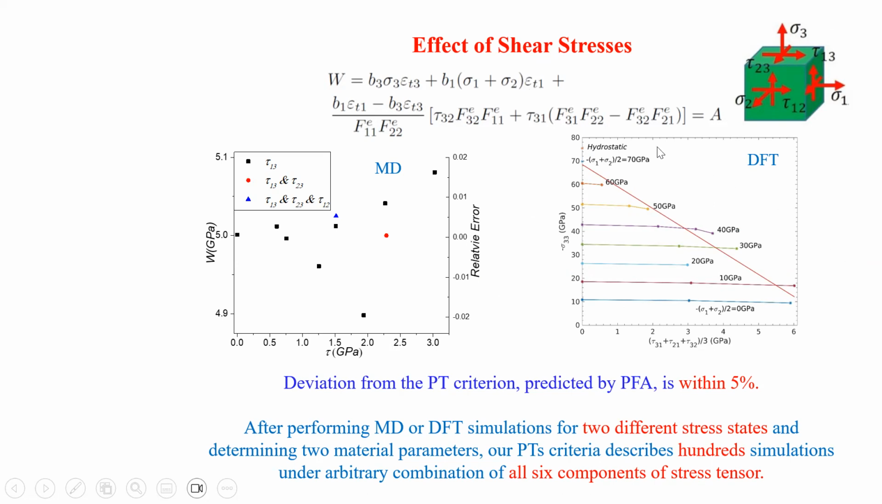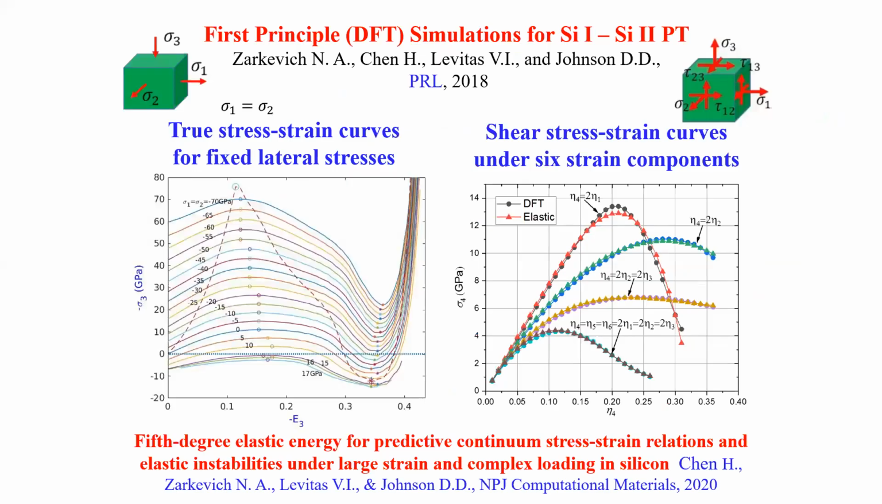So right now, that means that we have a simple analytical expression for phase transformation criterion for silicon 1 to silicon 2 on the action of all 6 components of stress tensor. And this is well beyond what was known in literature, mostly for 2 components and very few works for 3 components. We also developed 5th degree elastic energy based on DFT simulation, and you see comparison of stress strain curve at various complex loading, a very good comparison with DFT, at large strain even beyond initiation of phase transformation.